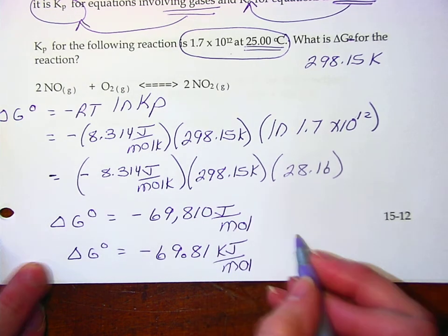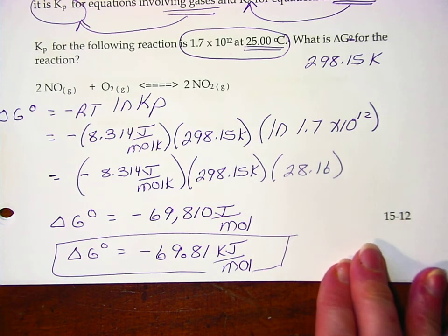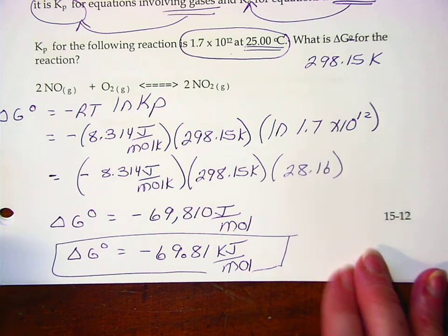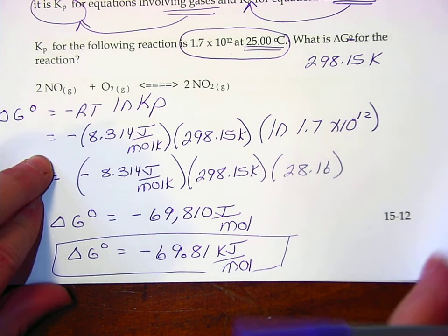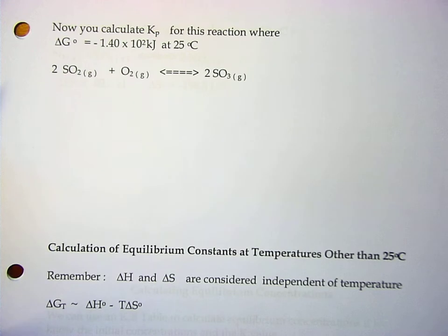And this seems like a reasonable number because we would expect delta G to be negative, and we'd expect this to go forward because we have a very large K value. Now go ahead and you calculate K sub P for the reaction on the next page. You can pause the video.